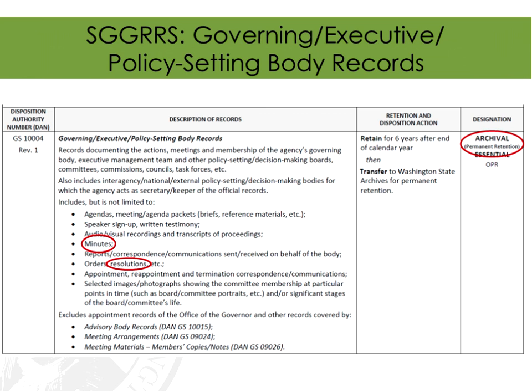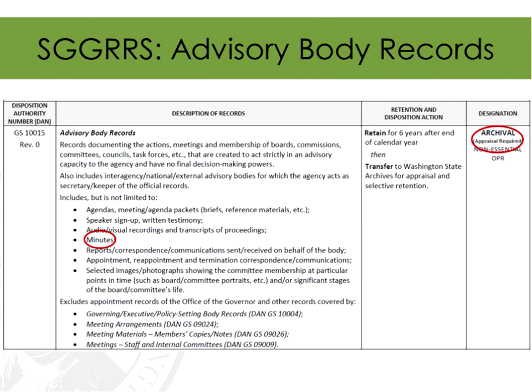Here's a quick view of one of the two series that we'd be looking at in the state general schedule. It's called Governing Executive Policy Setting Body Records. And you see I noted here that minutes and resolutions are among the records that are created. And you'll see on the far right that they are designated as archival permanent retention, which in brief means either your agency is keeping those forever or the archives is keeping them forever, or we both are.